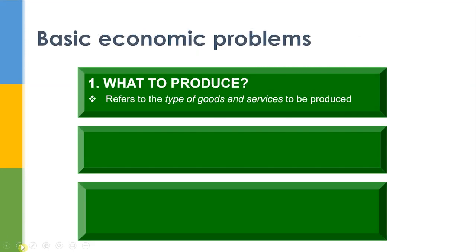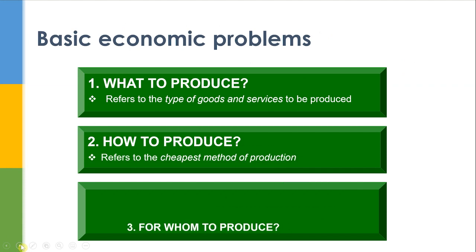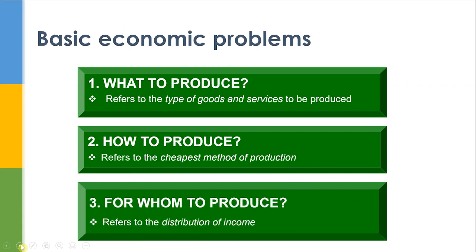Okay, and then here we have a basic economic problem. What to produce? Okay, it refer to the type of goods and services to be produced. Apa jenis yang you nak try to produce? Because this is a fundamental decision of what to produce because of limited economic resource. So the first thing kita kena fikir, kita nak produce apa, sebab limited resources. So we have to decide.